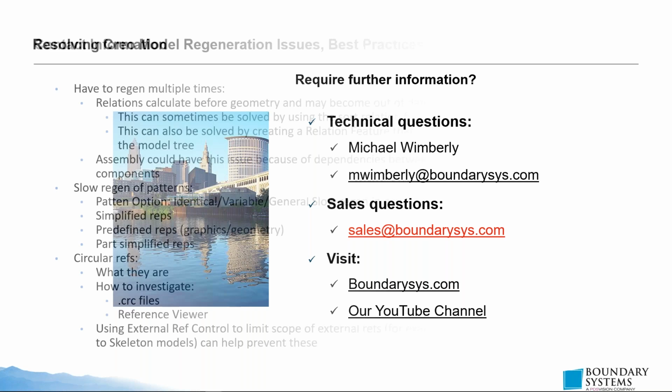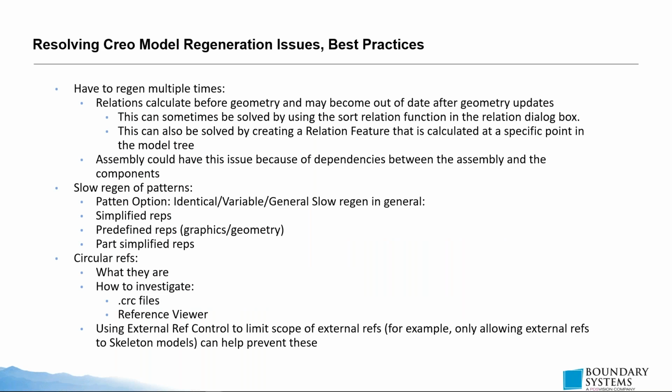All right, so now going into the actual topic itself, which is resolving Creo regeneration issues. One of the issues that companies or individuals have may be having to regenerate the model multiple times. So when you go through and create your geometry, maybe you've written some relations, you have some other external dependencies, but in order to get your geometry to update properly, you have to regenerate your model multiple times.